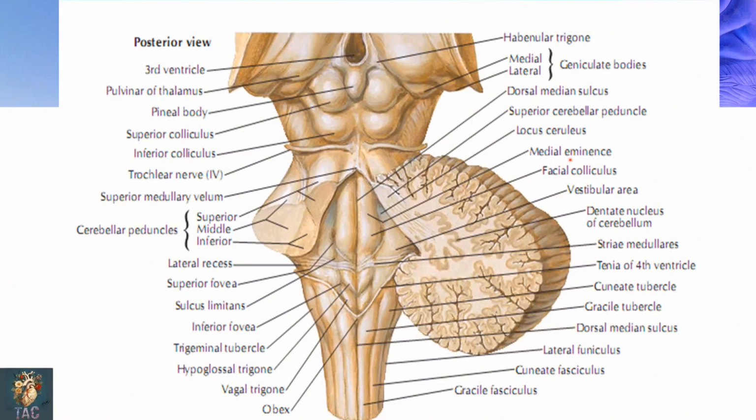On each side of the dorsal median sulcus you can see a prominence. This prominence is called the medial eminence, and laterally on each side of the medial eminence, another sulcus is present, and this sulcus is called the sulcus limitans. Here is the name, sulcus limitans, which is present on the lateral side of the medial eminence. At the upper part of the sulcus limitans there is a depression which is called the superior fovea, and at the lower part of the sulcus limitans there is another depression which is called the inferior fovea.